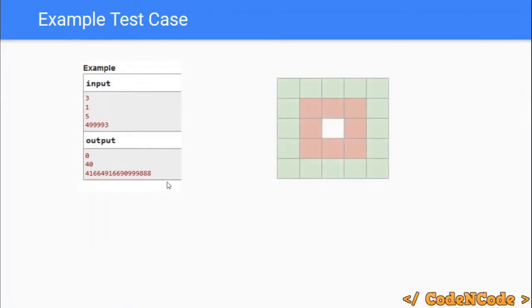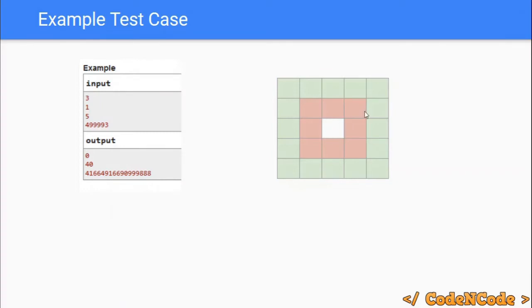If I show you the example, there are 3 test cases. This is n is 1, so the result is 0. N is 5, so the result is 40. And the last one is n is 499993, and the result is this one. First thing to note is that the cell into which we have to bring all of the figures is going to be the middle cell. To get the minimum number of operations, choosing the middle cell is going to be the optimal solution. So we will bring all of the figures into the middle cell.